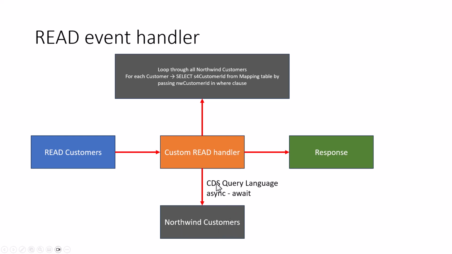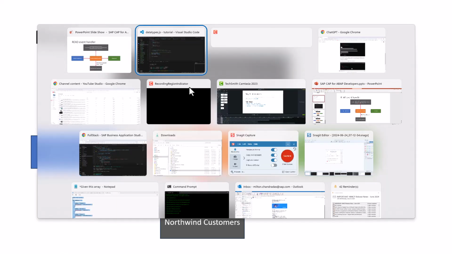So we can use the CDS query language, async await, and we can use that select from. And once we read the customers, we are going to loop through all the customers. And for each customer, we are also going to do another select statement from the mapping table. And here we are going to have a where clause passing in the NW customer ID. So let's have a quick look at the code so that it makes it easier.